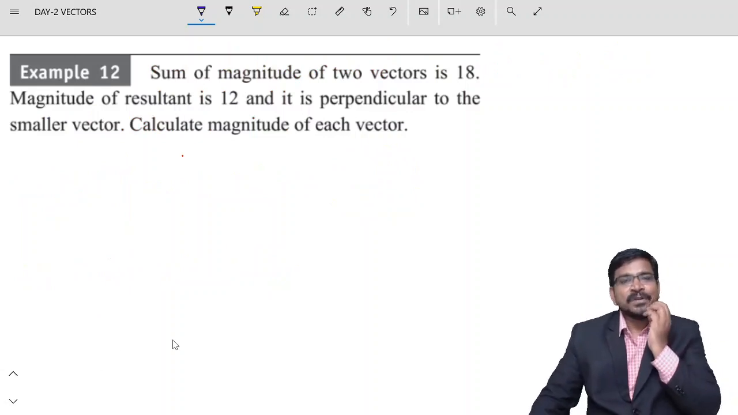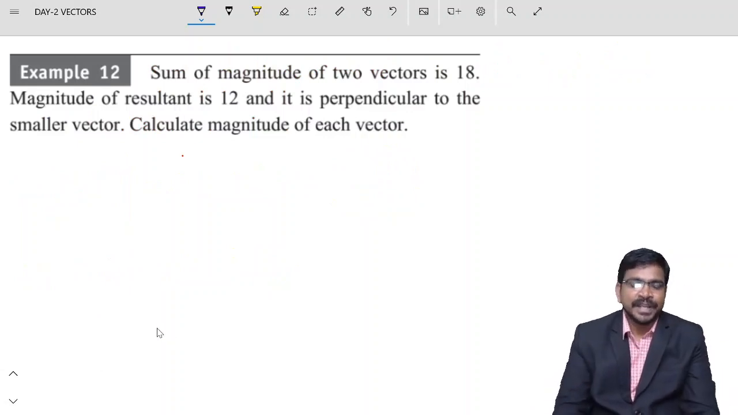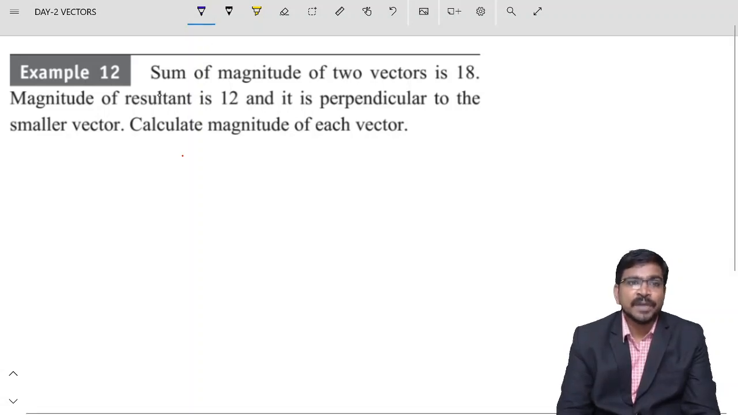Okay, now let me solve a couple of numericals for the sake of it. Here the question is given, observe carefully.